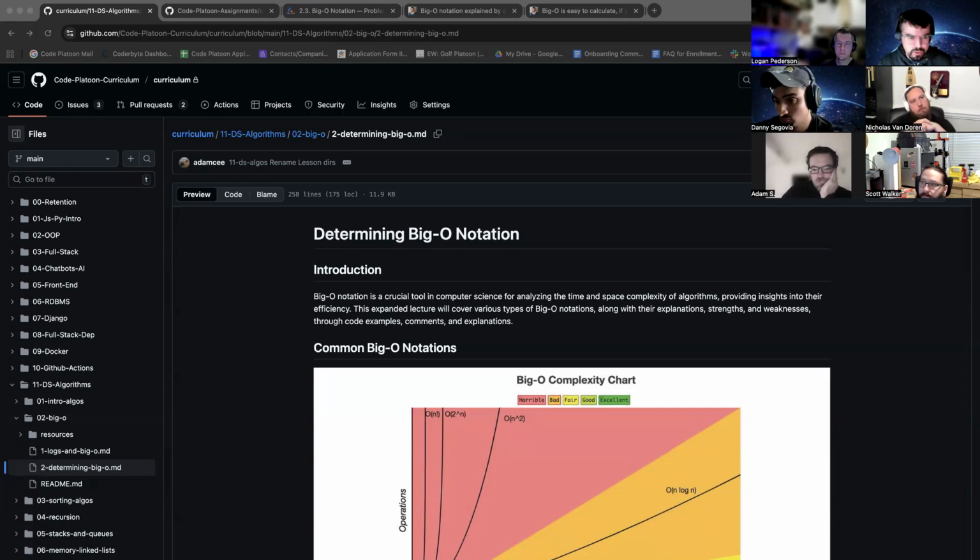Just in layman's terms, what's Big O? How resource intensive your algorithm's going to be. Yeah, how resource intensive your algorithm is going to be or how efficient it is.